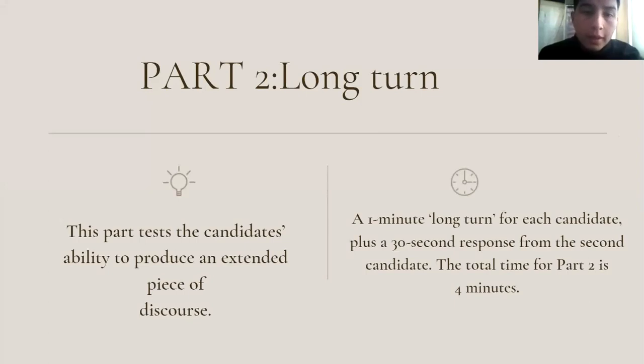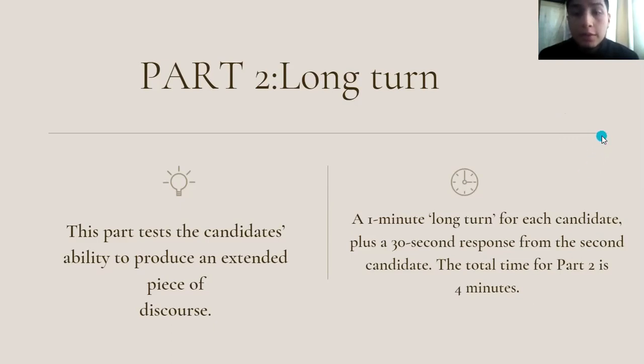Okay. Part two, that's talking about the long turn, is about a comparison. This part is all about the comparison because the examiner gives us 2 photographs to make a comparison. Also, this part tests the candidate's ability to produce an extended piece of discourse because this is focused on the individual turn. The most important thing is that we have candidate A and candidate B, 2 individual turns, one to each candidate, with a response from the second candidate.